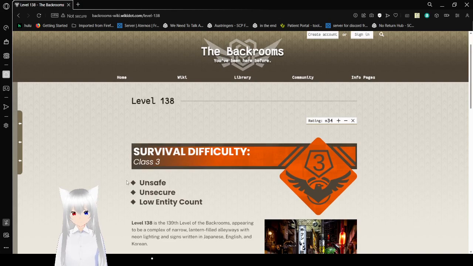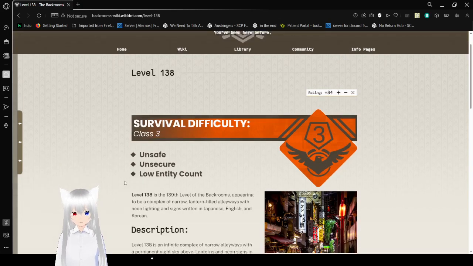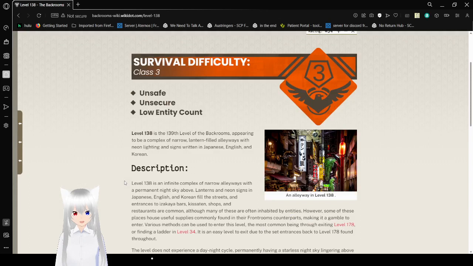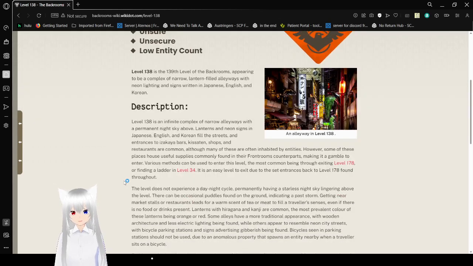Survival difficulty, class 3. Unsafe, unsecure, low entity count. Level 138 is the 139th level of the backrooms, appearing to be a complex of narrow, lantern-filled alleyways with neon lighting and signs written in Japanese, English, and Korean. Description: Level 138 is an infinite complex of narrow alleyways with a permanently night sky above, lanterns, and neon signs in Japanese, English, and Korean filled streets.